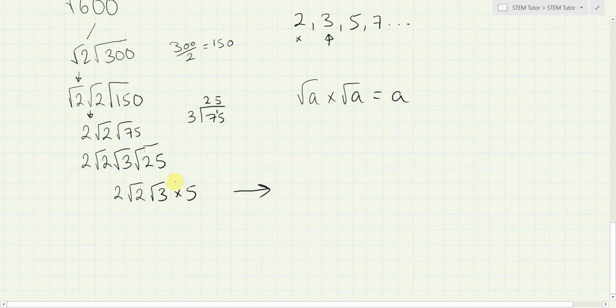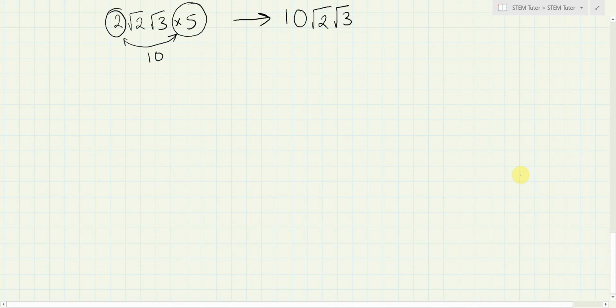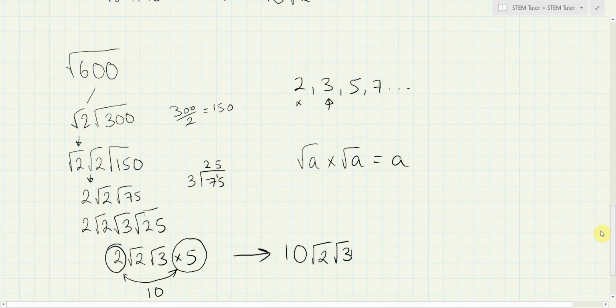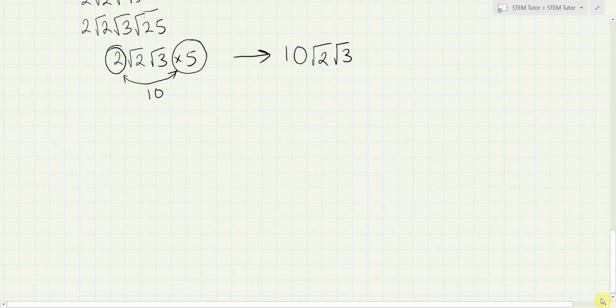To clean this up, we have a number here and another number here, so we can multiply these by each other. That would give us 10. So now our answer is 10 root 2 root 3. And that would be the answer. So that is how we would simplify root 600: it would become 10 root 2 root 3.